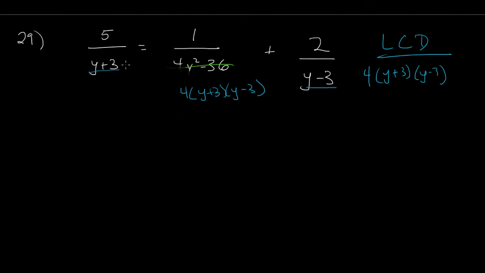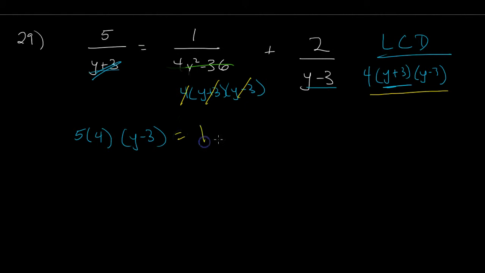Alright, so in blue here, I'm going to multiply my LCD times 5 over y plus 3. My y plus 3 cancels with this y plus 3, and I'm left with 5 times 4 times y minus 3, y minus 3. Okay. In yellow, I am going to multiply my 1 over that thing times the LCD, and I notice that every part of my denominator here cancels with every part of the LCD. So that's going to be just equal to 1.